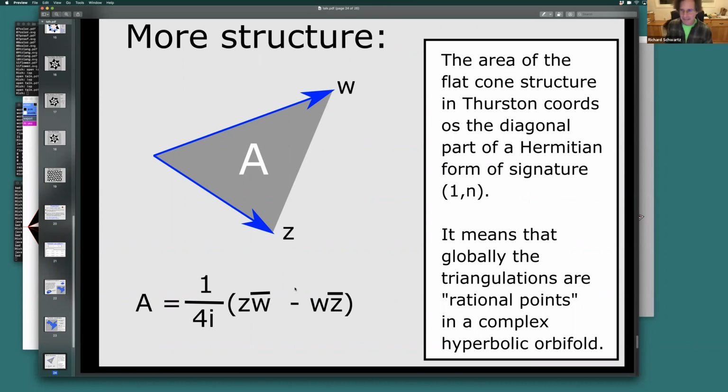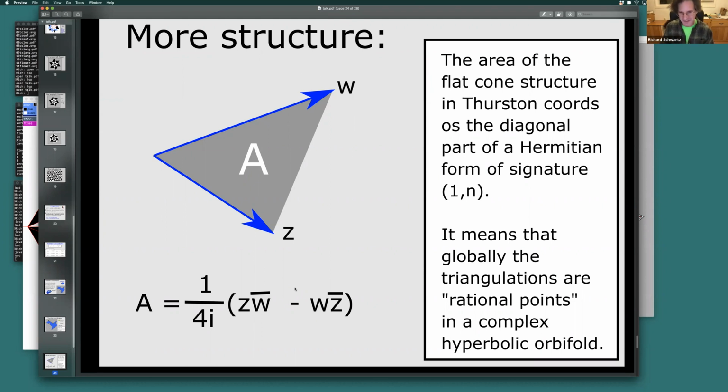So all of these flat cone structures are organized into one stratified space. And you could think of it as a cube. A cube is a stratified space because you've got the interior, and then you've got the faces, and then you've got the edges, and you've got the vertices. And in general, a stratified space is like this. But in the case of these complex things, each stratum has real codimension 2 in the previous one.